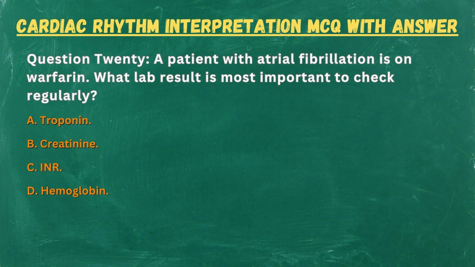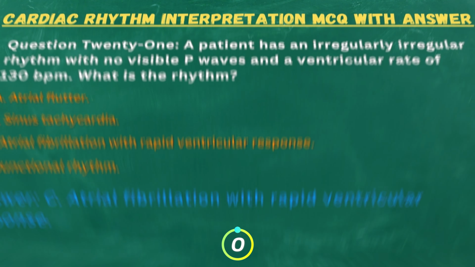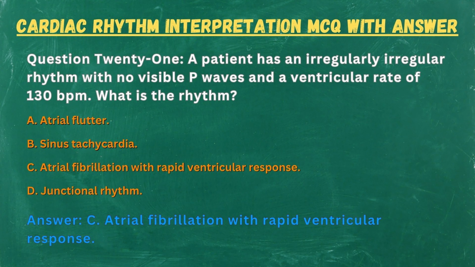Answer: C. INR. Question 21. A patient has an irregular rhythm with no visible P waves and a ventricular rate of 130 BPM. What is the rhythm? A. Atrial flutter. B. Sinus tachycardia. C. Atrial fibrillation with rapid ventricular response. D. Junctional rhythm. Answer: C. Atrial fibrillation with rapid ventricular response.